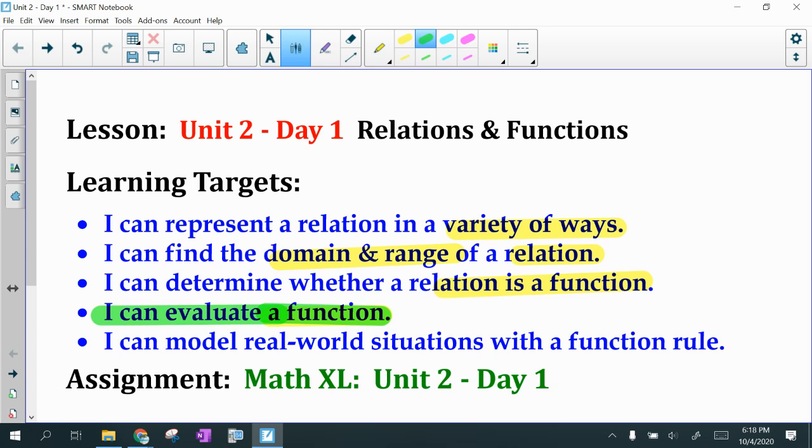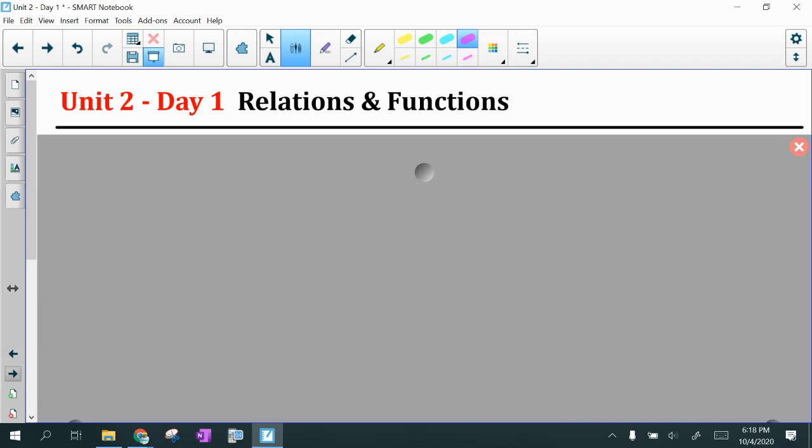Modeling real-world situations with a function rule is not terribly exciting, and I don't think anybody's going to be terribly surprised that you have some math Excel to mess with tonight. So anyway, back into this. First up, relations and functions.